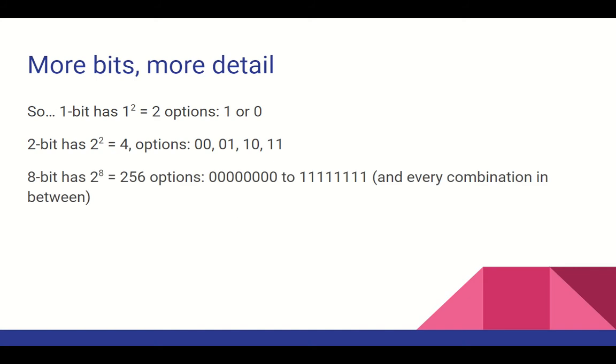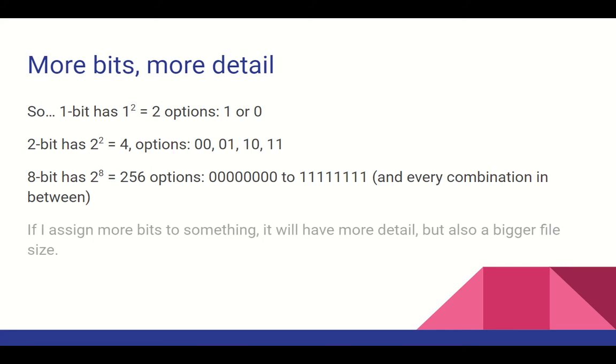If I have 8 data bits, I have 2 to the 8th power. That's 2 times 2, which is 4, times 2 is 8, 16, 32, 64, 128, 256 different options. 8 zeros, 7 zeros and a 1, whatever, up to 8 ones, and every combination in between, I can have 256 different combinations.